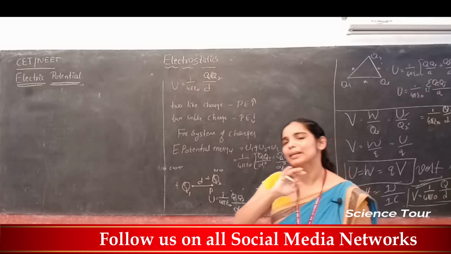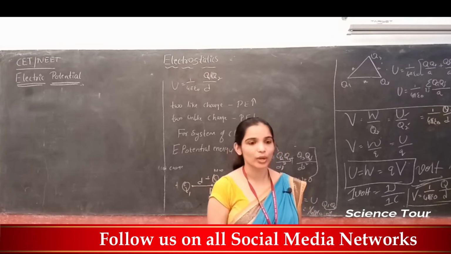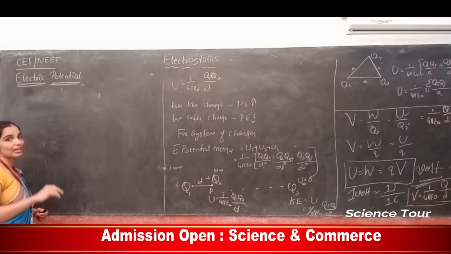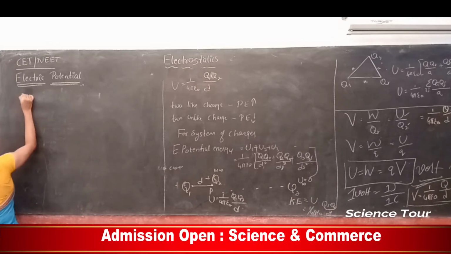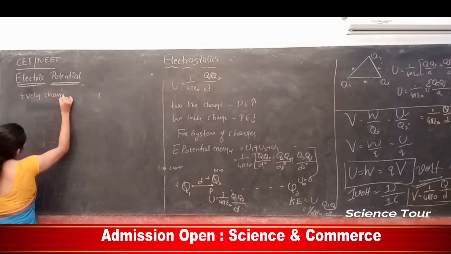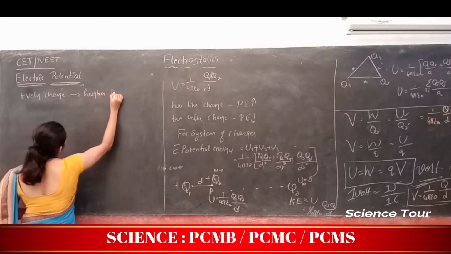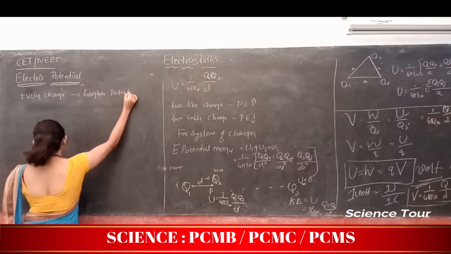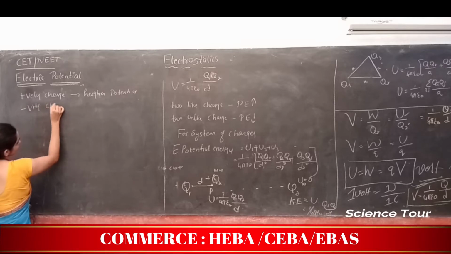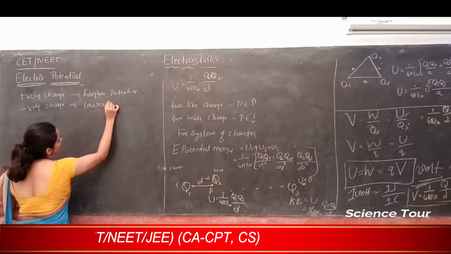Okay, it is completely relative, student. Electric potential is a completely relative value, not absolute. I will tell you how. A positively charged particle will have higher potential. A negatively charged particle will have lower potential.